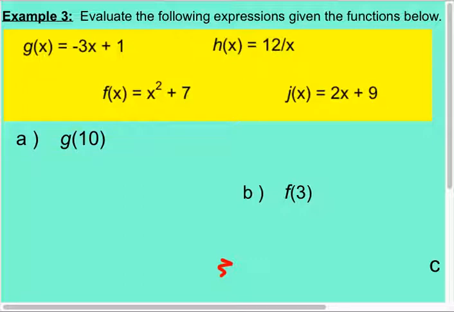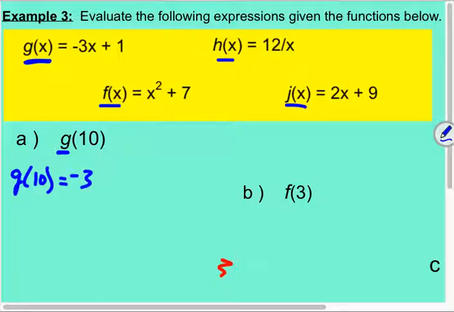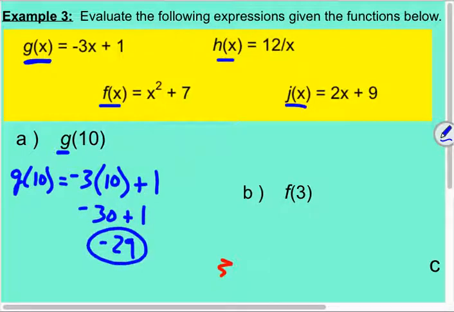First of all, A, they want us to find g of 10. So I'm working with this function right here. There's 4 different functions. You got to decide which one you're working with. If they put g there, you're working with the g of x function. So g of 10 is negative 3 times x, which in this case is now 10, plus 1. Negative 30 plus 1, well that's negative 29. That's your answer. You could write it as an ordered pair. Once again, x was your input, so that's 10. Your output, which is g of x, or y, is negative 29. Okay?